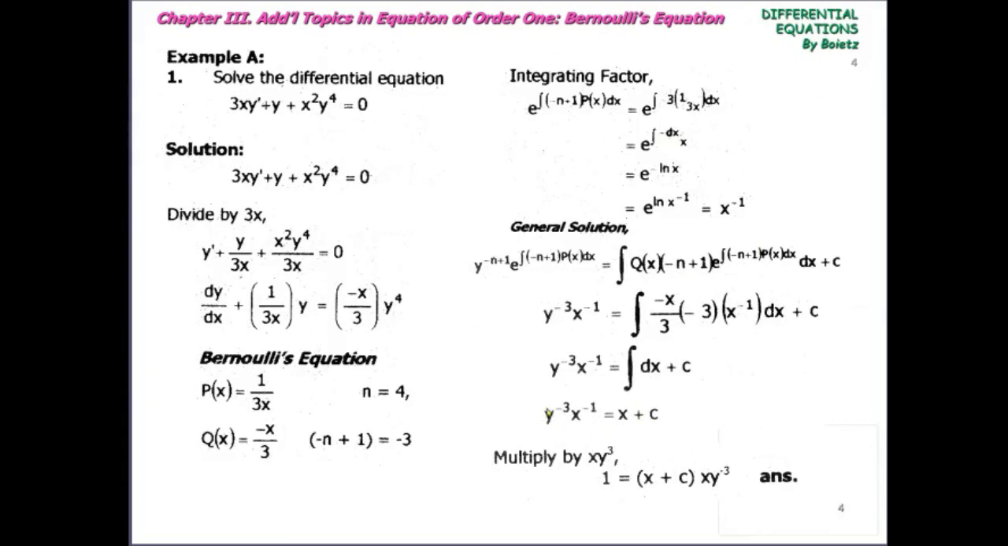And then this could be your final answer. Ito na yung final answer, pwede na yan. But we can still multiply this by x, y to the negative 3, xy cube rather. So this will become 1, and this one is the final answer. Okay? So that is the final Bernoullis equation.